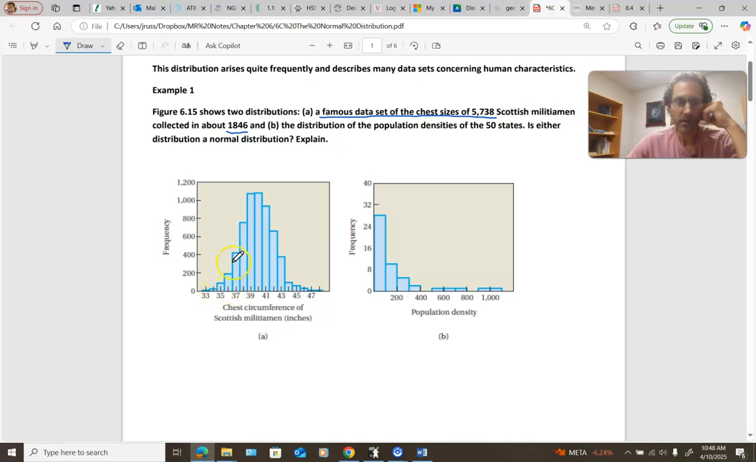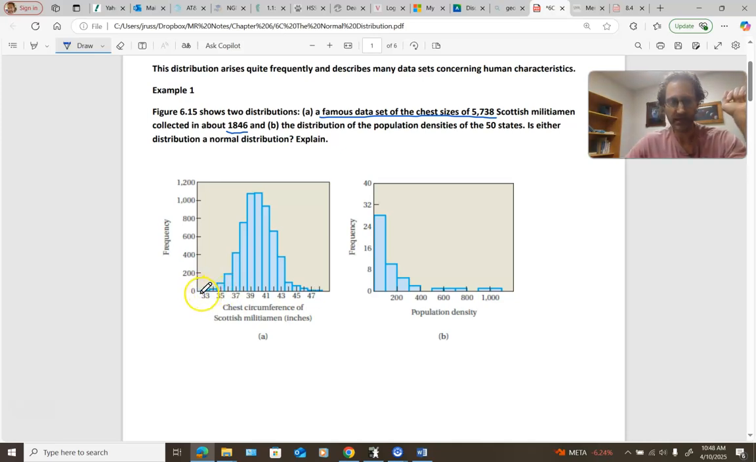However, there were also smaller-in-stature militiamen that had smaller chest circumferences. So over here, like 33, 34, 35. And then on the other side, values that are just as rare. Larger-stature militiamen had chest circumferences of 44, 45, 46, and then even way out here, 47, 48, maybe even 49. But these would be very rare.